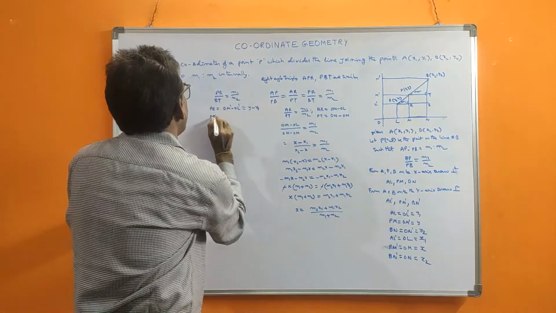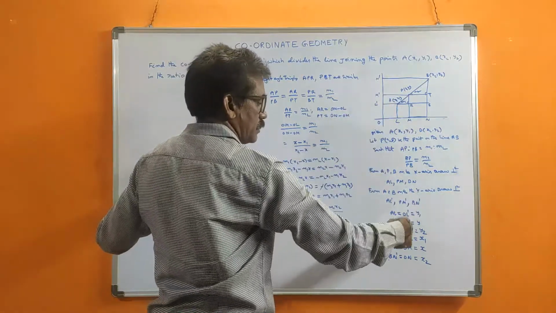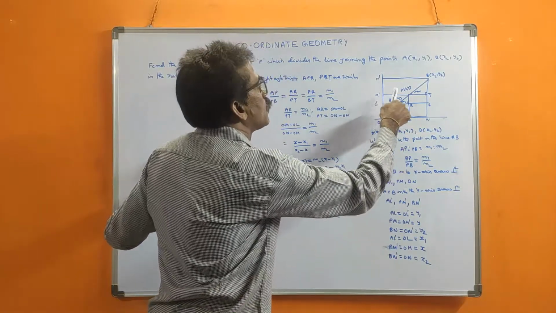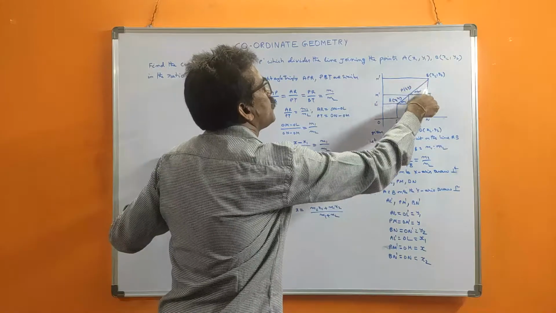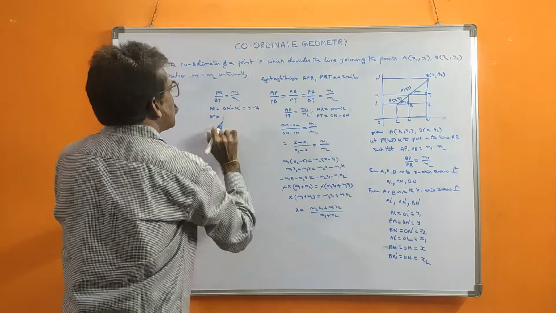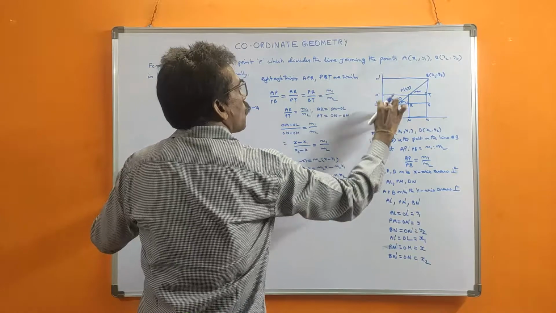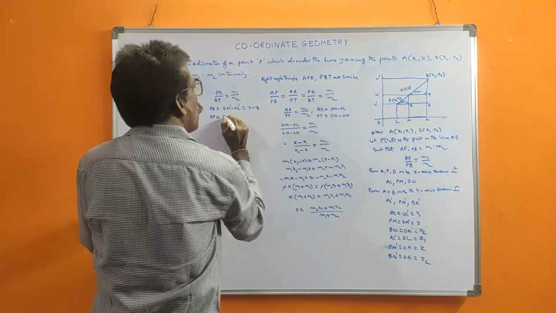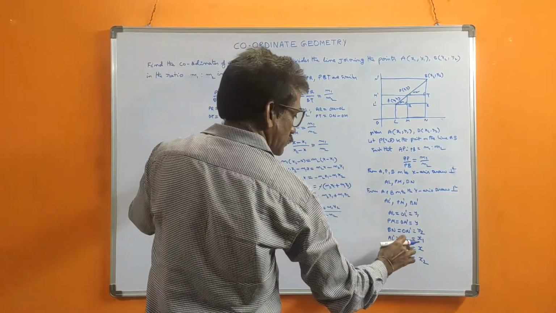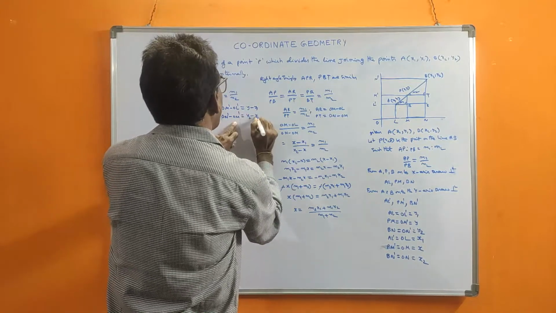Now BT, what does BT mean? Here BT is equal to the parallel lines M dash N dash. This we want to write from O, this length ON dash minus OM dash. So ON dash is y2 minus OM dash, again y1.